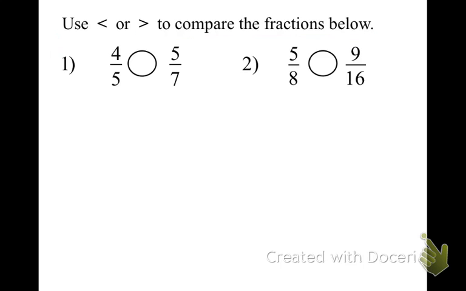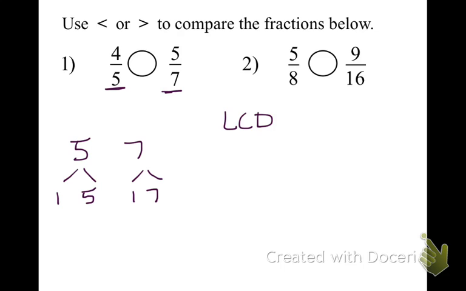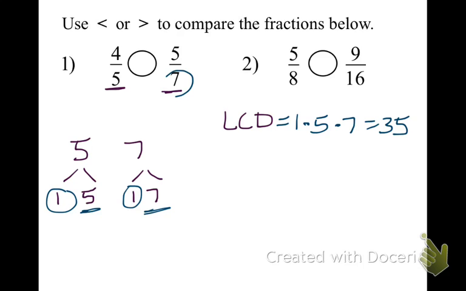So looking at number 1, we have to find the least common denominator of 5 and 7. So if I do 5 and I do 7, prime factorization, I get 1 and 5, 1 and 7. So then, what do they have in common? They have 1s, so I put 1. My leftovers, times 5, leftover, times 7 gives me 35. So now my new denominator is going to be what? It's going to be 35.